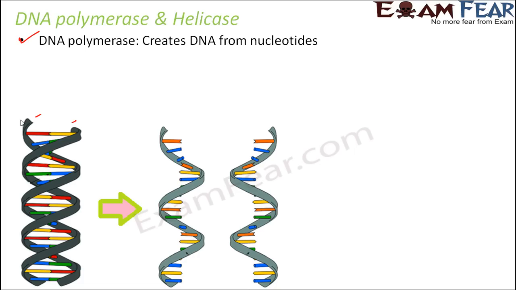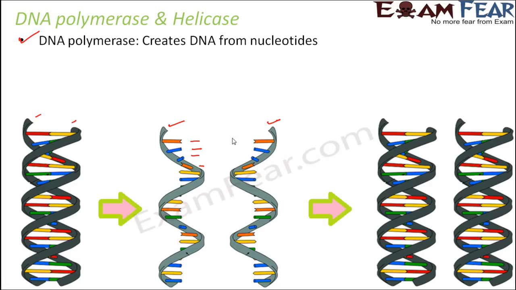So the strands will divide. Here you can see these two strands are the template strands. This enzyme will read the sequence on the existing strands, and based on that it will create the new strands with the complementary sequences. Basically, this is the enzyme which will actually create the DNA copy, and finally it will give rise to a copy of DNA.